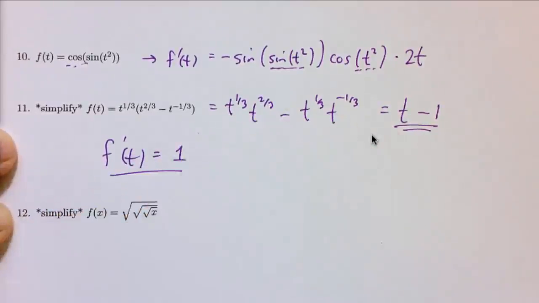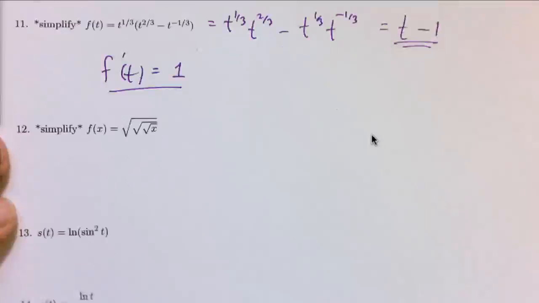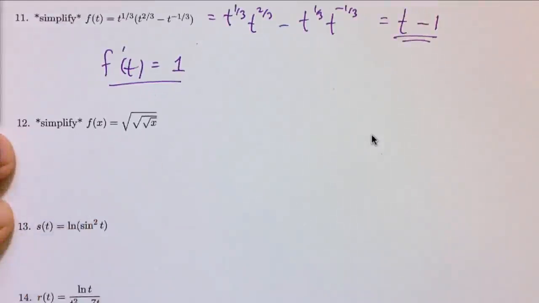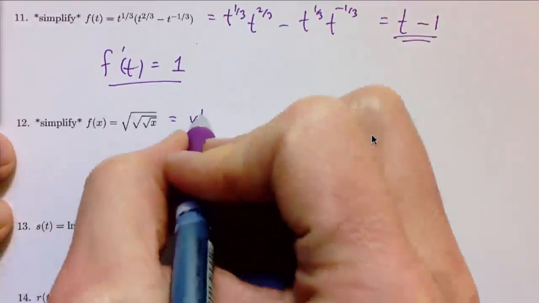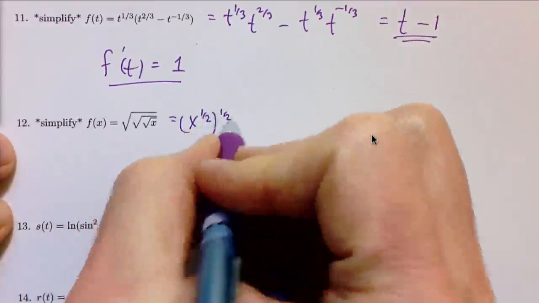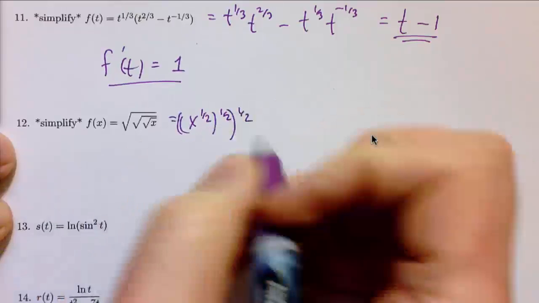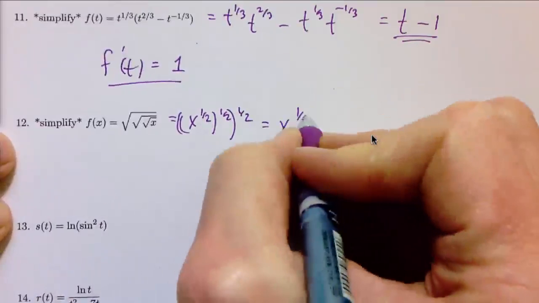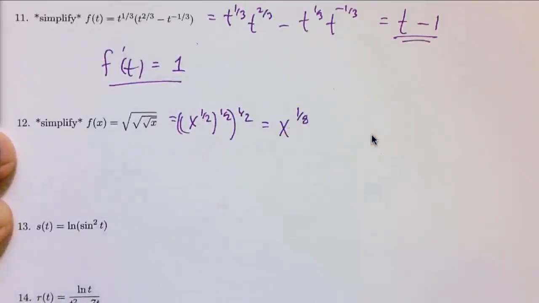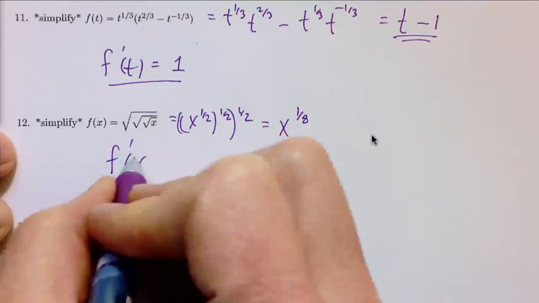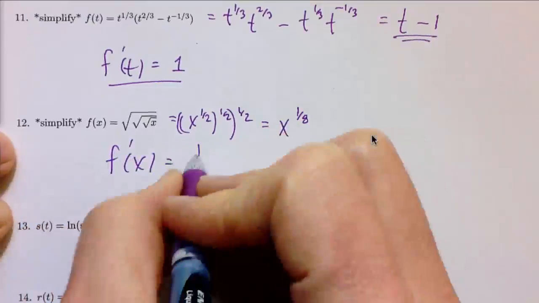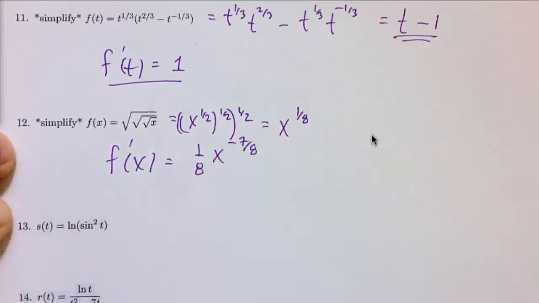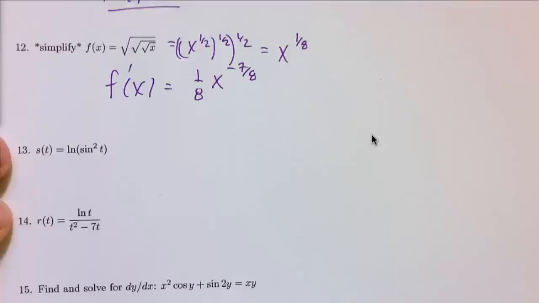Done. Similarly, this next one, if you started doing the chain rule here, it was a mess. Right? Better to do things up front. This is x to the 1/2 to the 1/2 to the 1/2. When I raise a power to a power, I multiply the exponents. So this is simply x to the 1/8. 1/2 times 1/2 times 1/2. The derivative. And now it's just a simple power rule. Always look for things you can do up front before you differentiate.